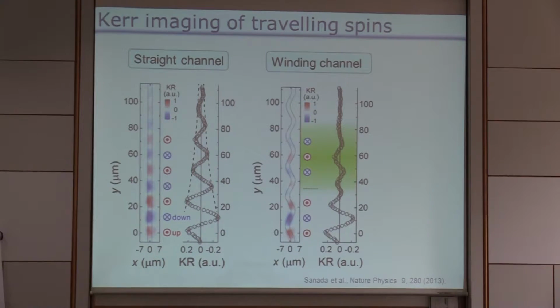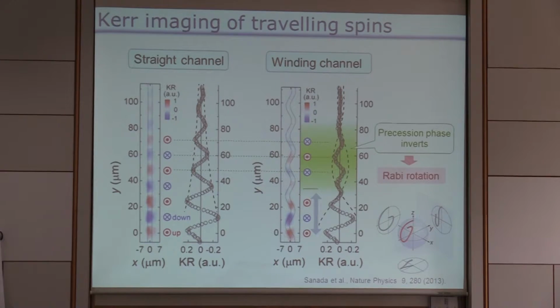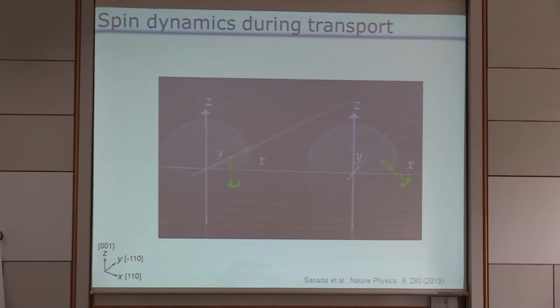And for the winding channel, we also observed similar oscillating behavior. But when we focused on this region, we noticed that the spin precession phase inverts. So here we start with spin up, here down, up. But when they come to here, here is up, but here is down, down, up, down, like this. This phase inversion is due to the Rabi rotation of the electron spin resonance. So we can simulate this phenomenon by solving the Bloch equation.